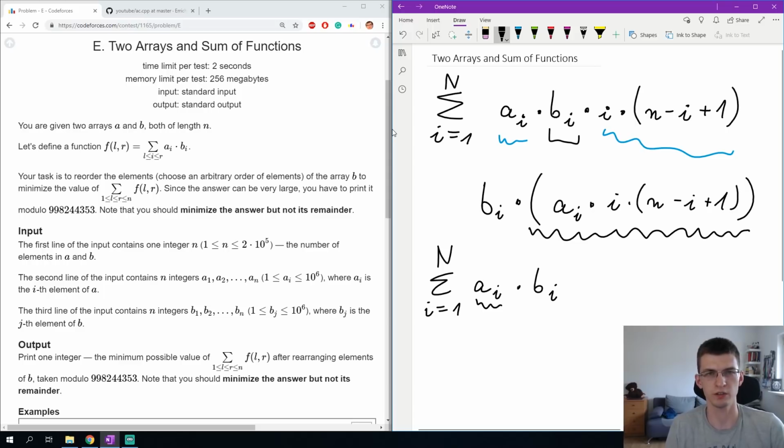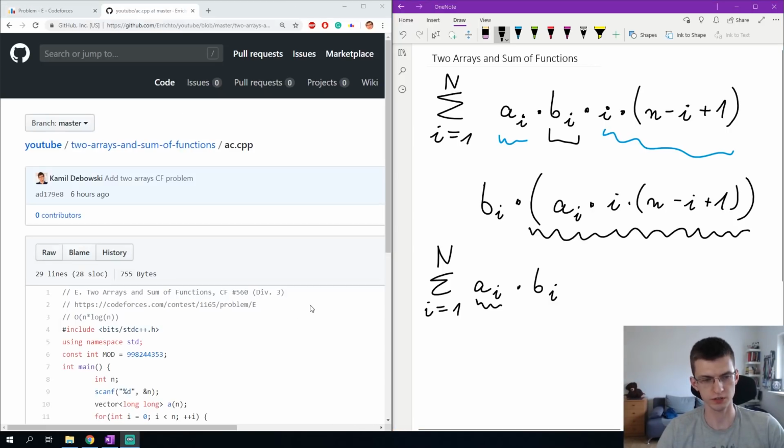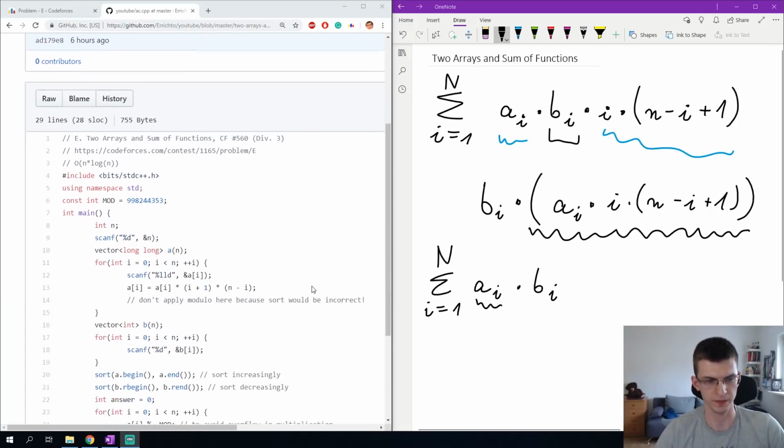Something that we already know how to solve, because we just match big values with small ones, for which we will need a sort. The implementation will be quite short here, and you can find it in my GitHub repository, to which the link is in the description below the video.